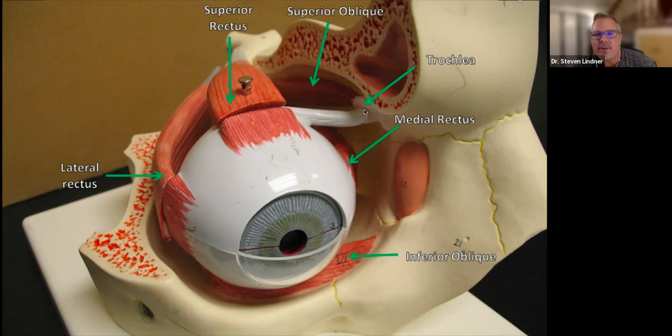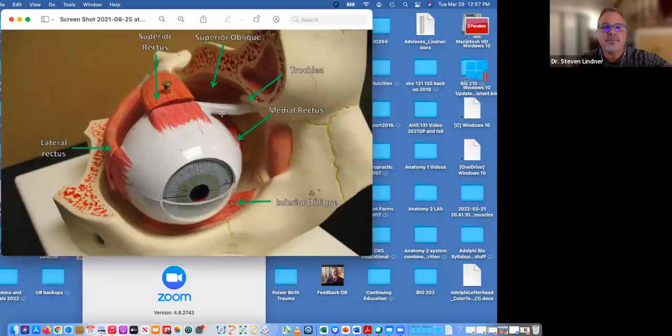But the superior oblique, we could see, goes through the trochlear. That's why it's SO4, 4 is the trochlear nerve. LR6, abducens nerve. And all the other eye muscles, whether it's the superior rectus or inferior oblique or medial rectus, they're all going to be cranial nerve number 3, oculomotor.